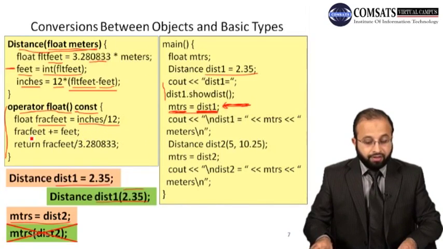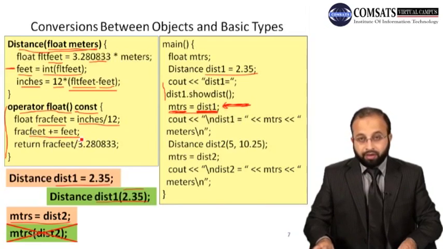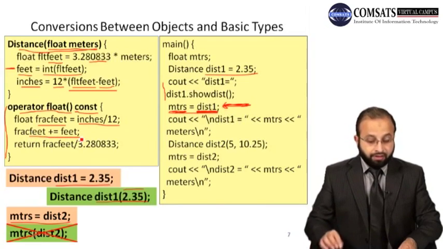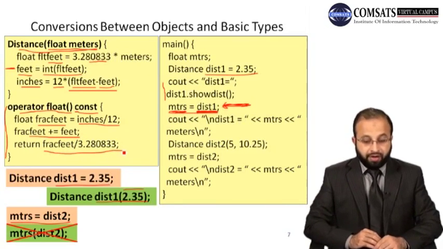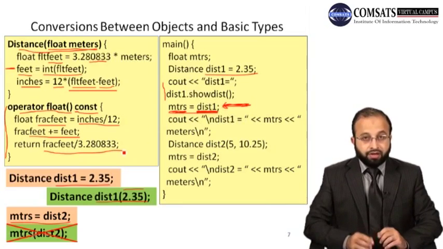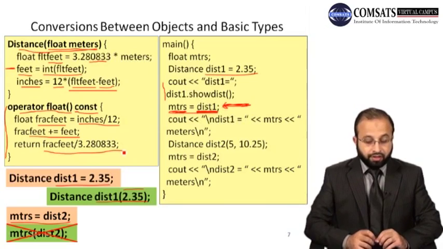Then you add the frac feet and plus feet and assign it to the frac feet. So then you divide the frac feet by 3.280833. इसे आप divide करेंगे. This means that you convert it into meters and then you return it. ठीक है, तो अब आप इसको return कर देंगे.